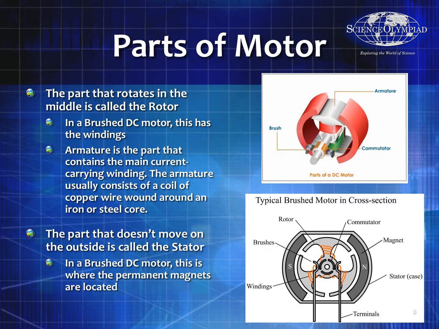Another way of showing it is below, and you'll notice in that case the commutator actually has three parts, and there's always going to be a gap in between. The brushes touch up against that, and the commutator is the thing that attaches to the windings, and then you're going to have a permanent magnet on the outside.